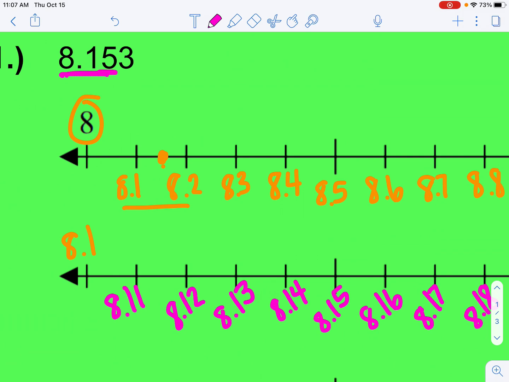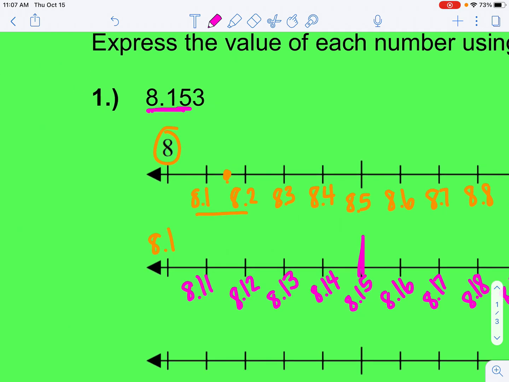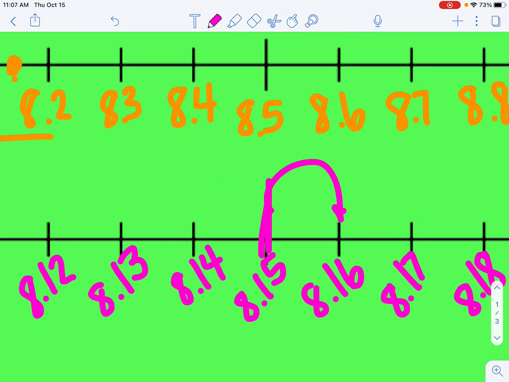So we know this is 8 and 1/10. So now we need to find 8 and 15 hundredths. So 8 and 15 hundredths would be right here. Okay, but we need to look at our next number, which is a 3. So that 3 is telling me I'm somewhere between 8 and 15 hundredths and 8 and 16 hundredths. And that 3 isn't quite halfway, so it would be somewhere closer to the 8 and 15 hundredths.